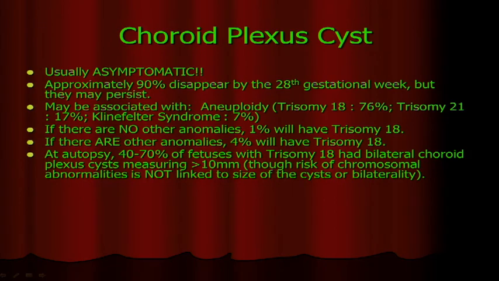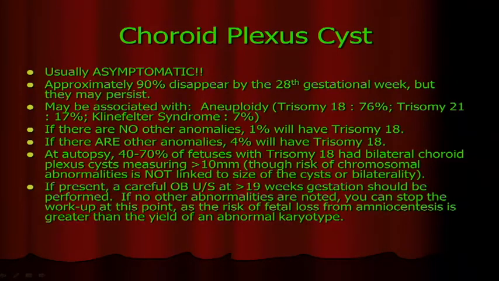At autopsies, 40 to 70% of fetuses with trisomy 18 had bilateral choroid plexus cysts measuring more than a centimeter, though the risk of chromosomal abnormalities is not linked to the size of the cyst or whether they're bilateral. So it could be a smaller cyst and they could still have trisomy 18. And this is what I just already told you about.